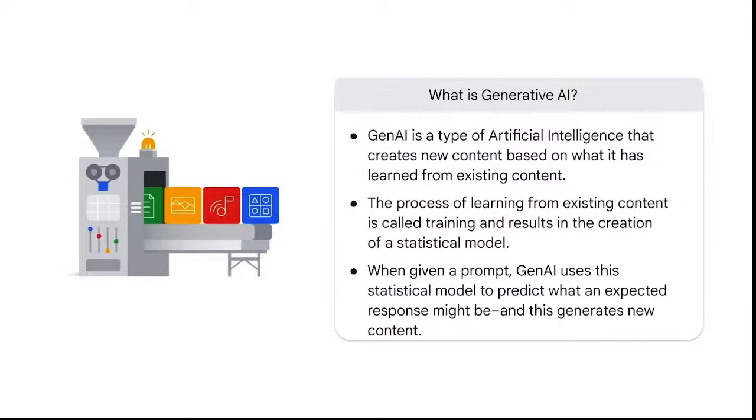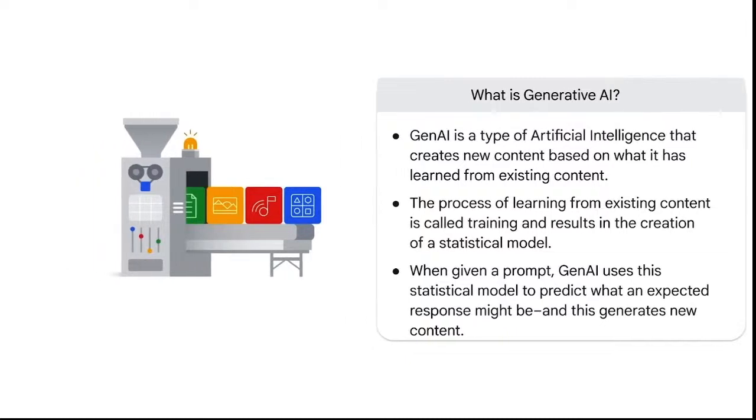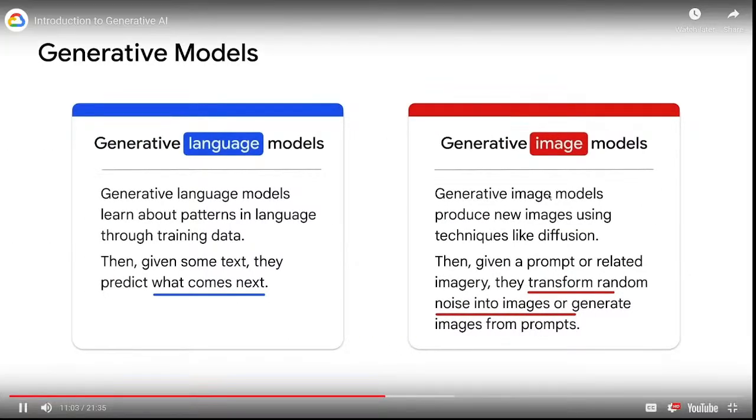The process of learning from existing content is called training and results in the creation of a statistical model. When given a prompt, Gen AI uses this statistical model to predict what an expected response might be, and this generates new content. It learns the underlying structure of the data and can then generate new samples that are similar to the data it was trained on. Generative language models learn about patterns in language through training data. Then, given some text, they predict what comes next.